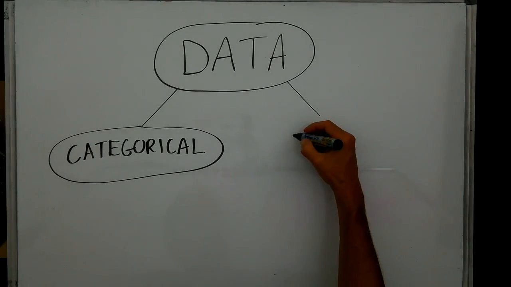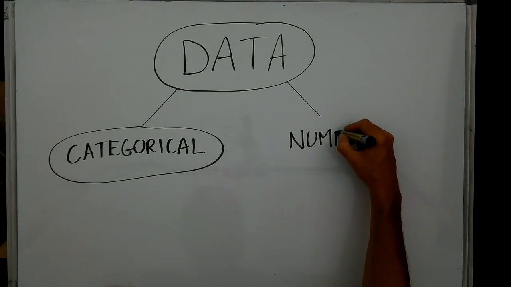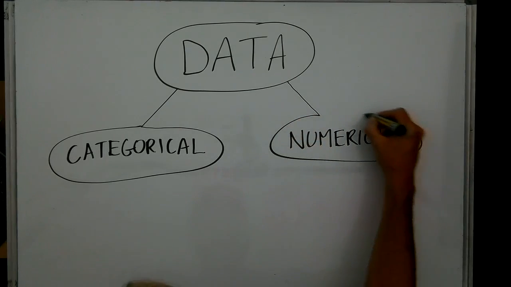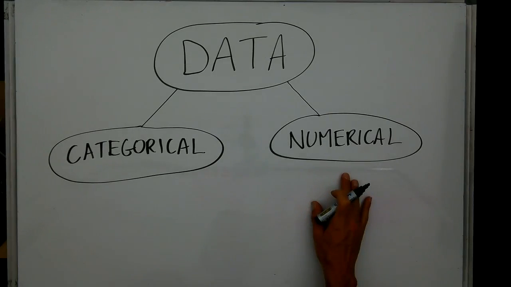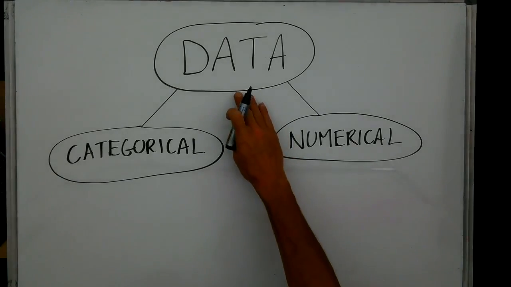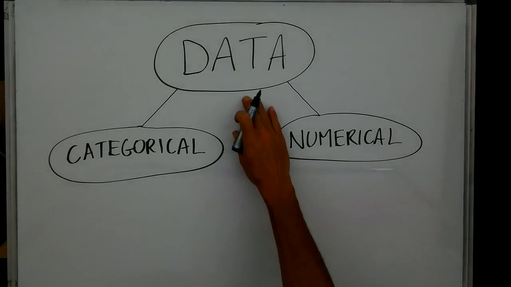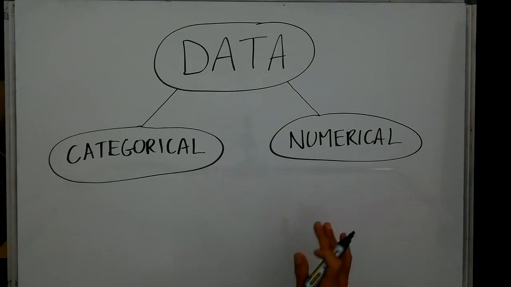The other type of data is numerical. This numerical data is essentially where we're looking at how many data measurements are in a particular group, but the actual data is a number. Okay, so just to try and make this a little bit clearer, first we'll look at categorical.